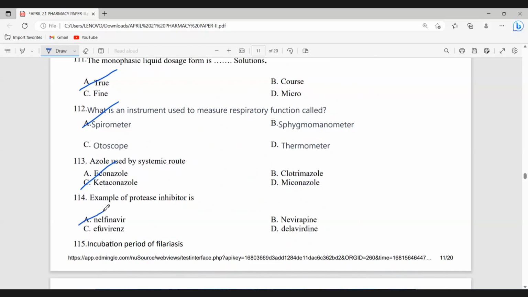Nelfinavir. Rest all drugs are non-nucleoside reverse transcriptase inhibitors.